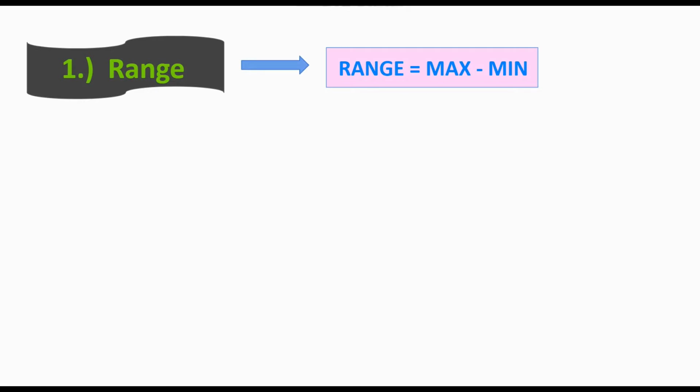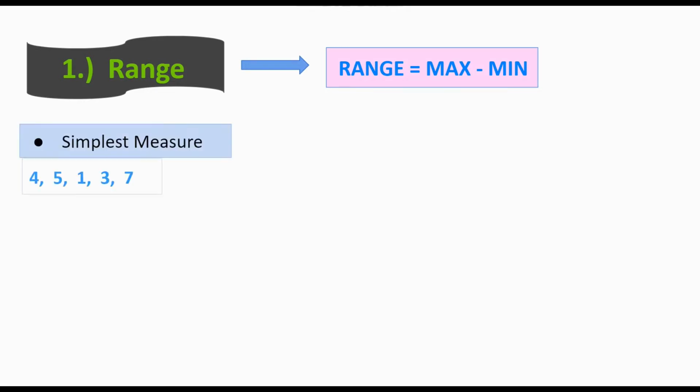So first is range. How do you define the range of a data set? It's max value minus min value. Therefore, it's considered the simplest measure of dispersion. So for given values, range would be 7 minus 1, 6.